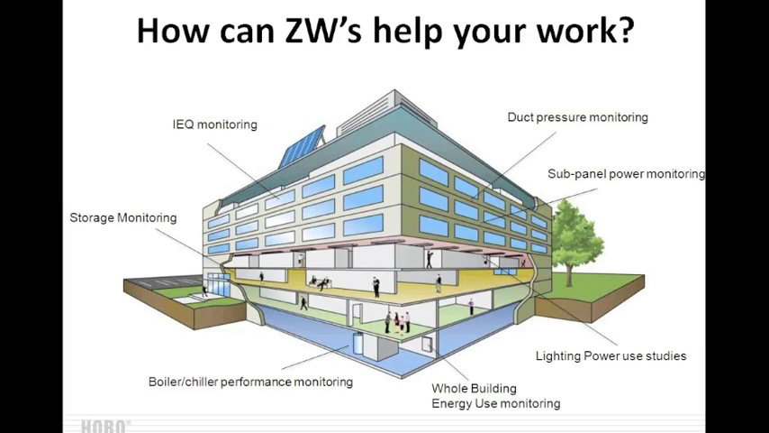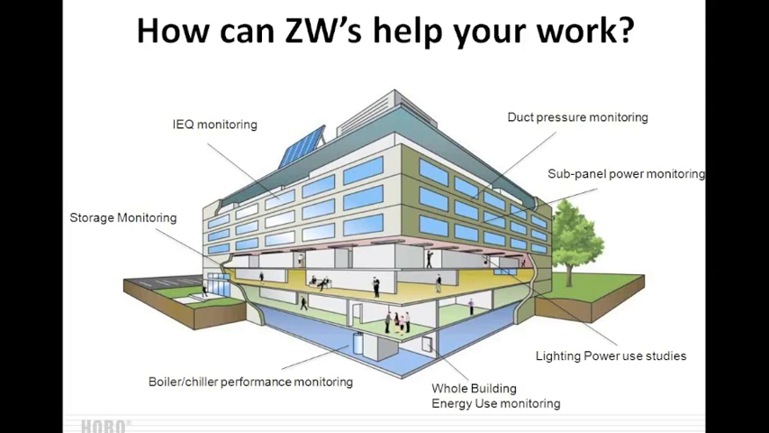Indoor environmental quality monitoring is another great example, where you have various floors of a building and different comfort complaints coming from the occupants of the building. You want to keep close tabs on the temperature, relative humidity, or even CO2 levels in the various areas of your building. Duct pressure monitoring is another common application for considering HVAC performance and monitoring the pressures that are moving through the ducts in your building.